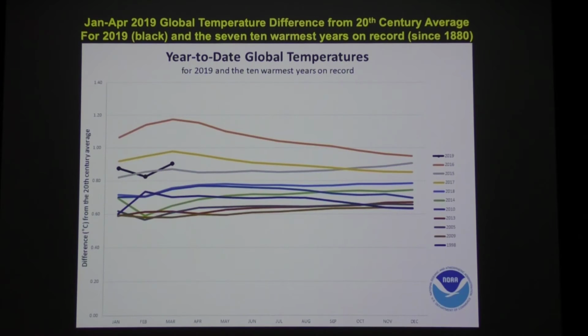The 10 warmest years, well, they happen to be 1998, 2009, 2005, 2013, 2010, 2014. You see where we're going here, right? Most of these warmest years on record have been in the last 10 to 15 years. We are on track for 2019. So far this year, we're in the top 3 of warmest years.